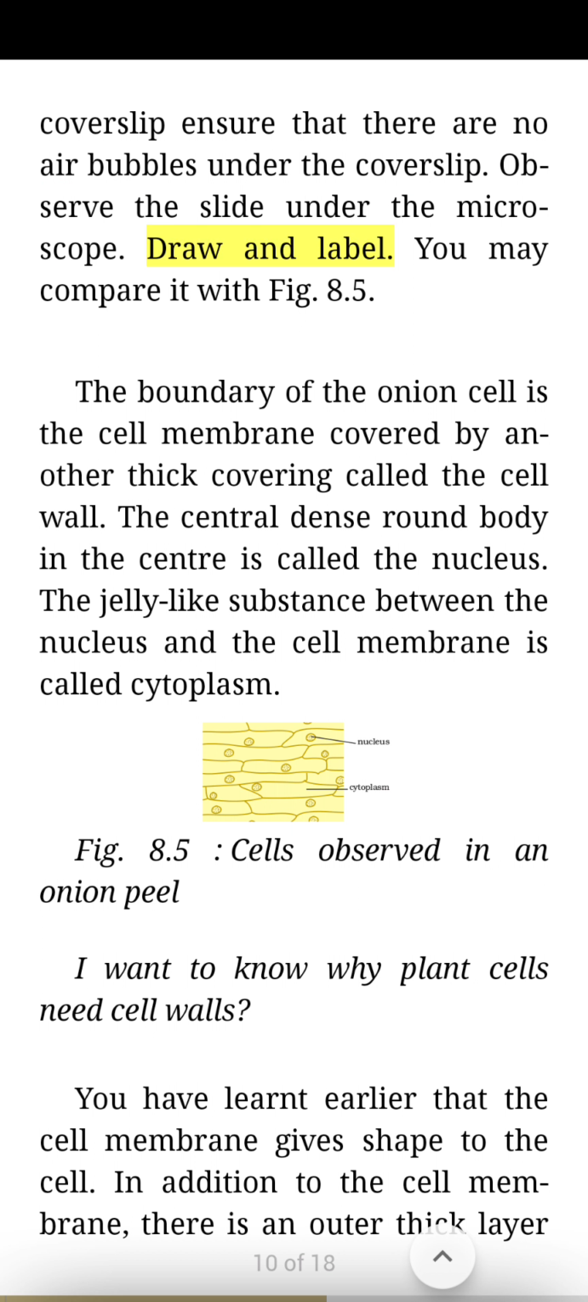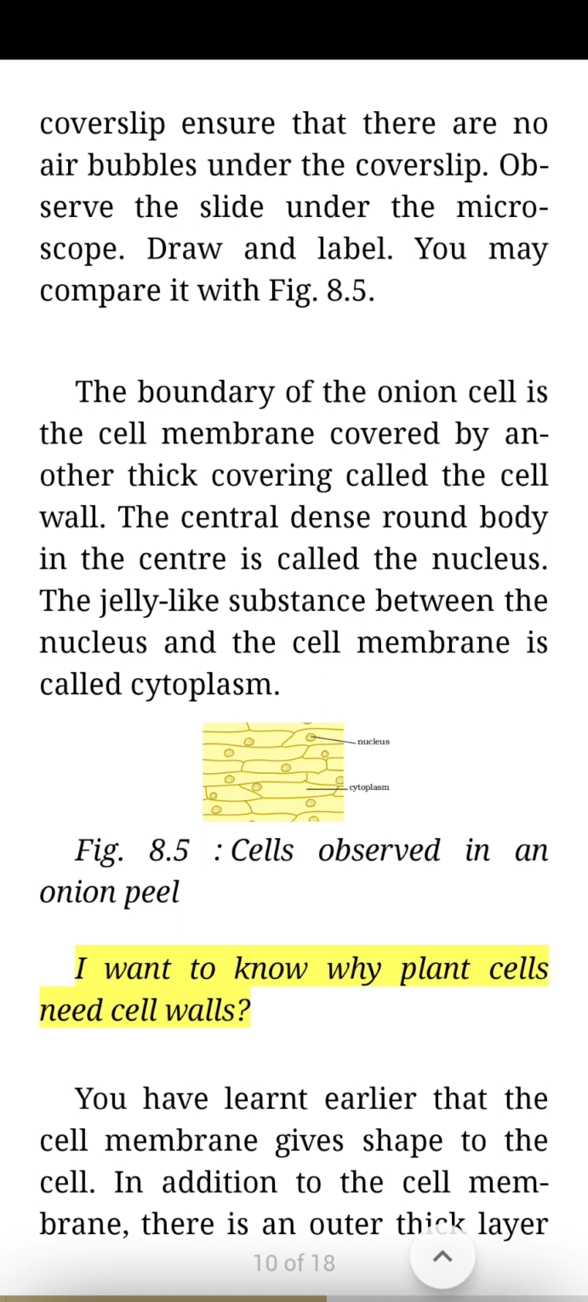Draw and label. You may compare it with Fig. 8.5. The boundary of the onion cell is the cell membrane covered by another thick covering called the cell wall. The central dense round body in the center is called the nucleus. The jelly-like substance between the nucleus and the cell membrane is called cytoplasm. Fig. 8.5. Cells observed in an onion peel.